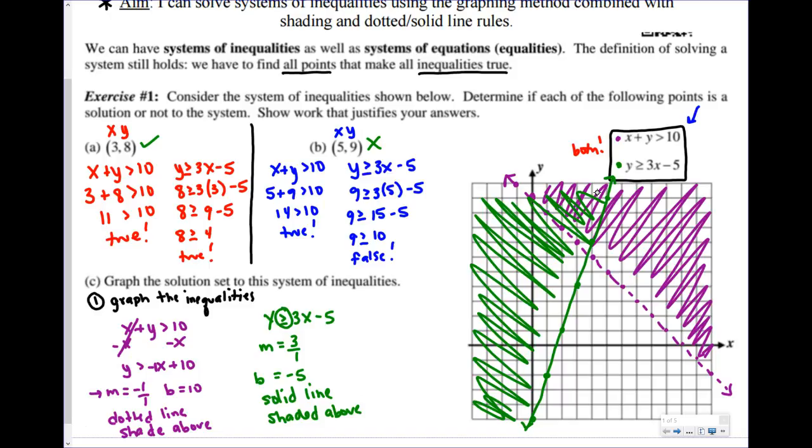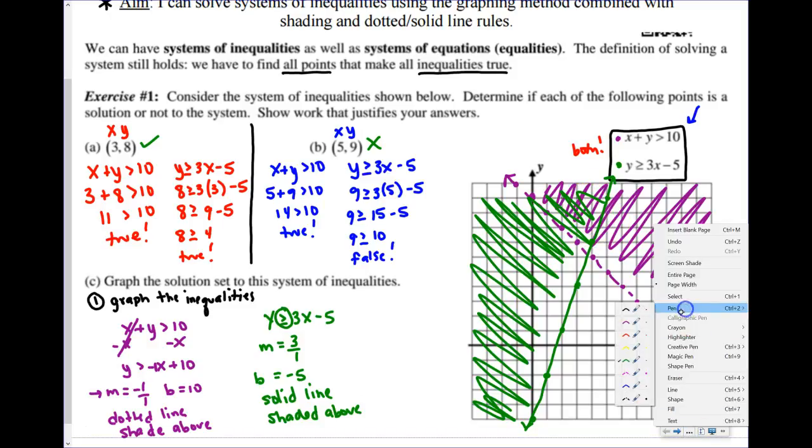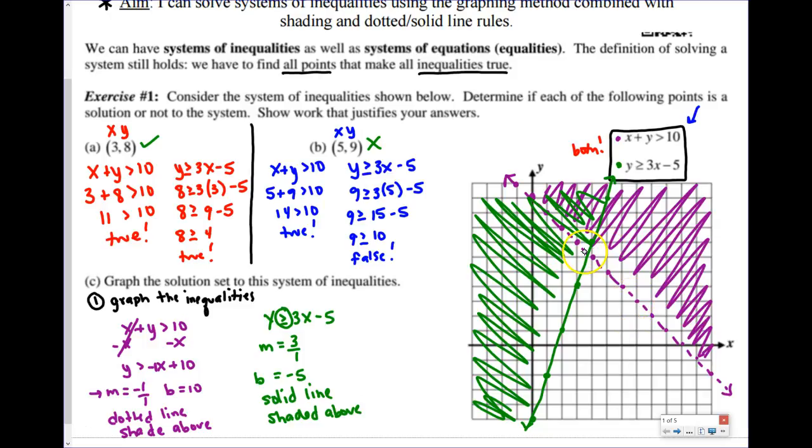Now, what's going to happen here? Do you see the part where the green and the purple overlap? I'm going to highlight this for you. So see this part here where this overlaps. I've got this dotted line here, and then this solid line, and then here. Okay, this little triangle, that triangle is the solution set, because that's where the colors overlap.